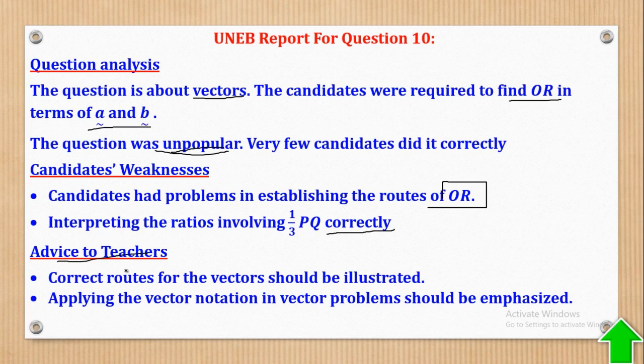The advice to teachers is that correct roots for the vectors should be illustrated, and also applying the vector notation in vector problems should be emphasized. So vector notation is this tilde I've been talking about. So this tilde is very, very vital, and you must be consistent with it.